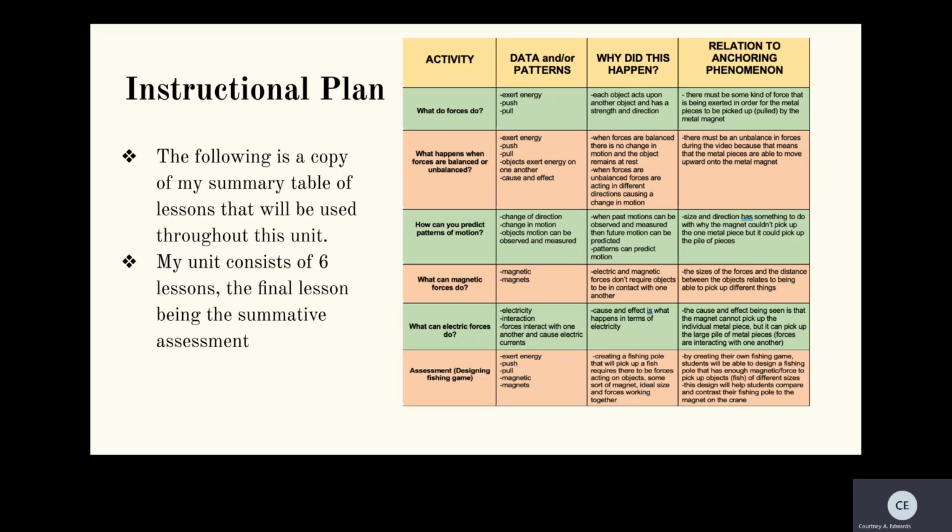Why did this happen? When forces are balanced, there's no change in motion and the object remains at rest. When forces are unbalanced, forces are acting in different directions, causing a change in motion. This relates to the anchoring phenomenon because there must be an imbalance in forces during the video, because that means that the metal pieces are able to move upward onto the metal magnet. As I said before, the formative assessment for lesson 2 will be a combination between lesson 2 and lesson 1, about the story of them playing catch with a friend, because it both has to do with forces.